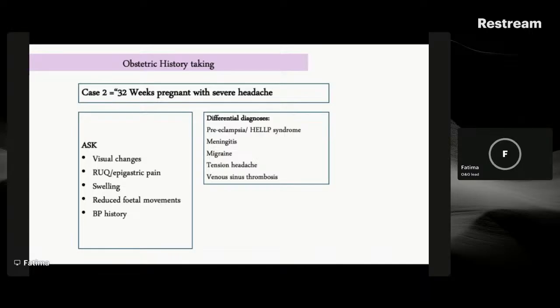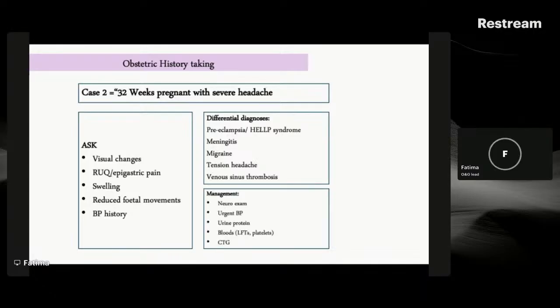But obviously preeclampsia needs to always be ruled out first because of the maternal and fetal risk. And the reason why we've got venous sinus thrombosis in the mix is because ladies can be at a higher risk of clotting due to pregnancy.